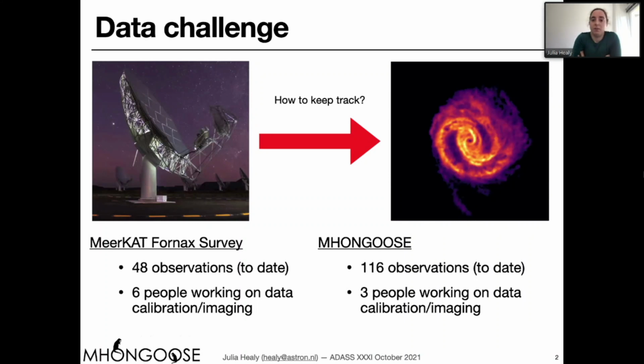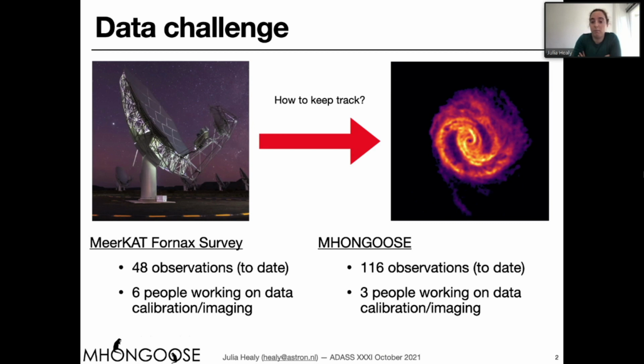So first things first, for those of you that don't know, the Mongoose and Meerkat surveys are two of the large survey projects with Meerkat. Both of these are H1 surveys. Fornax is comprised of a number of different pointings covering roughly 12 square degrees across the Fornax galaxy cluster, while Mongoose is a deep survey of 30 individual nearby galaxies.